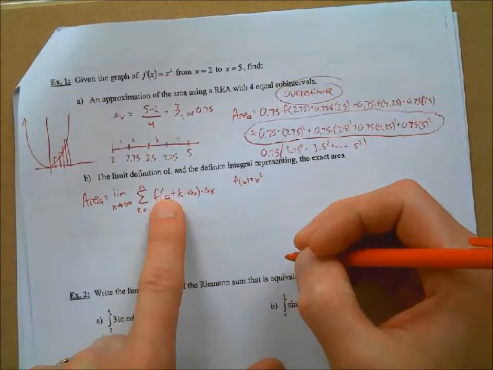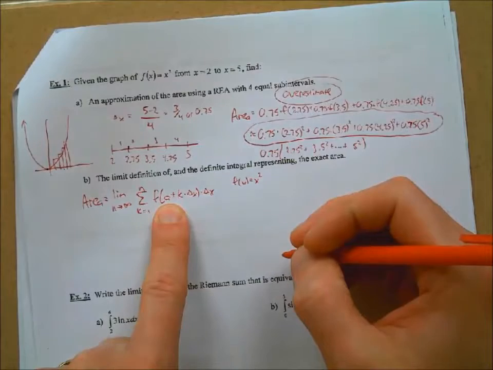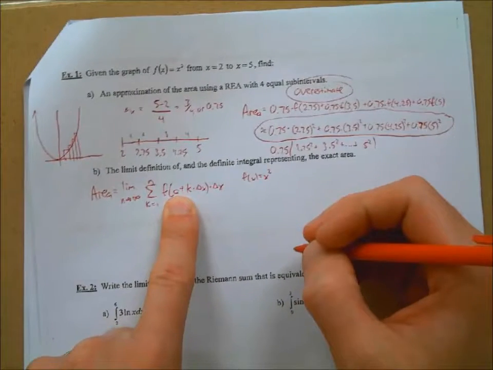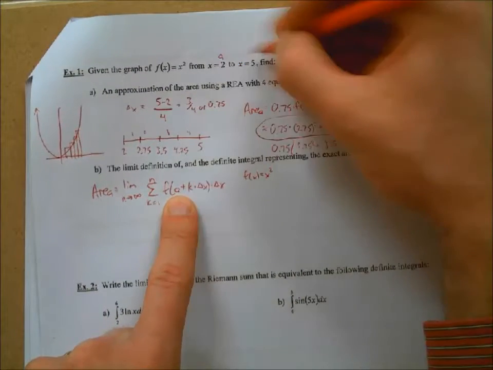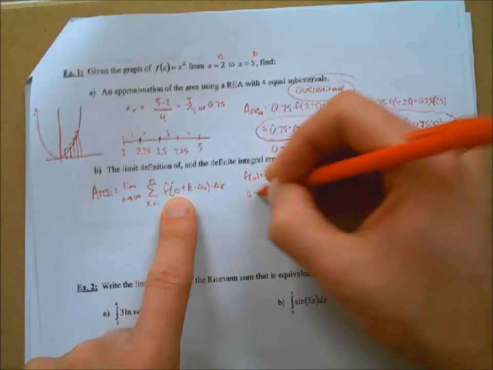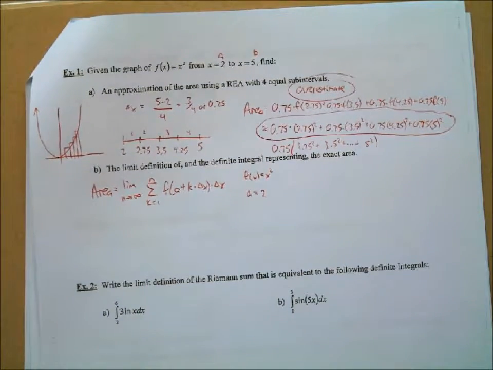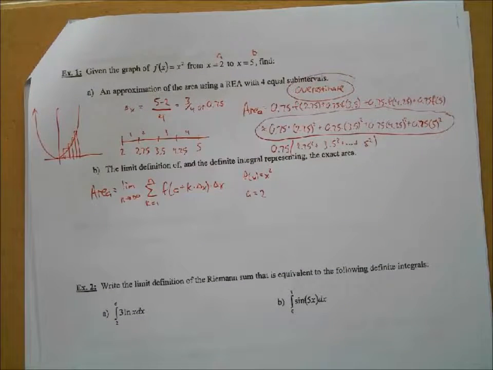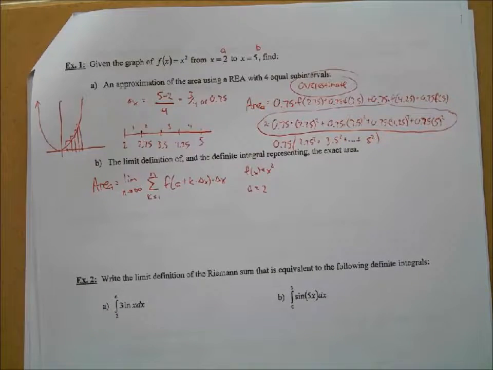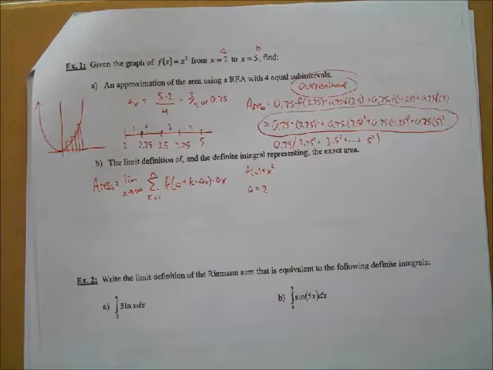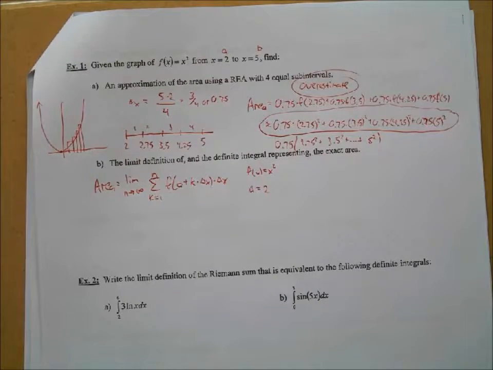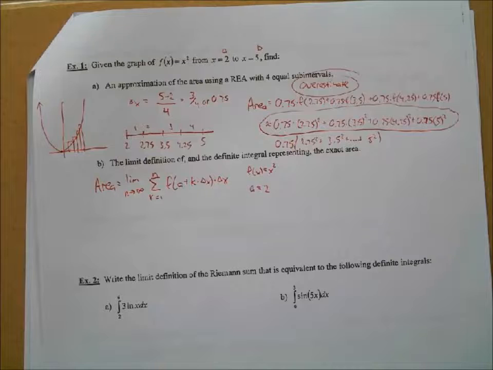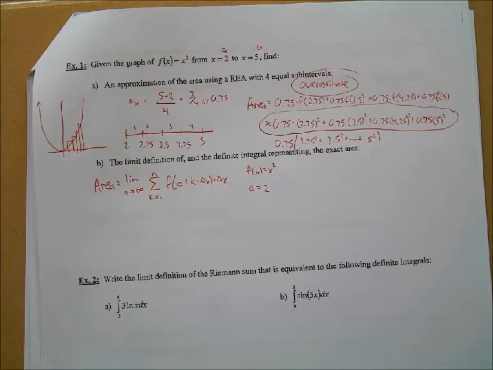Okay, what is our a in this scenario? 2, right? It's the left endpoint. That's our a, that's our b. So a is 2, so 2 is going to go in there for a. The delta x, that is the width of our subinterval here. Well, what did we say the width of the subinterval was? 0.75, right? But that is if we were dividing into 4 equal subintervals. For this scenario, we're going to be dividing into not 4 subintervals, but how many? An infinite number, so let's just put an n in there, okay?